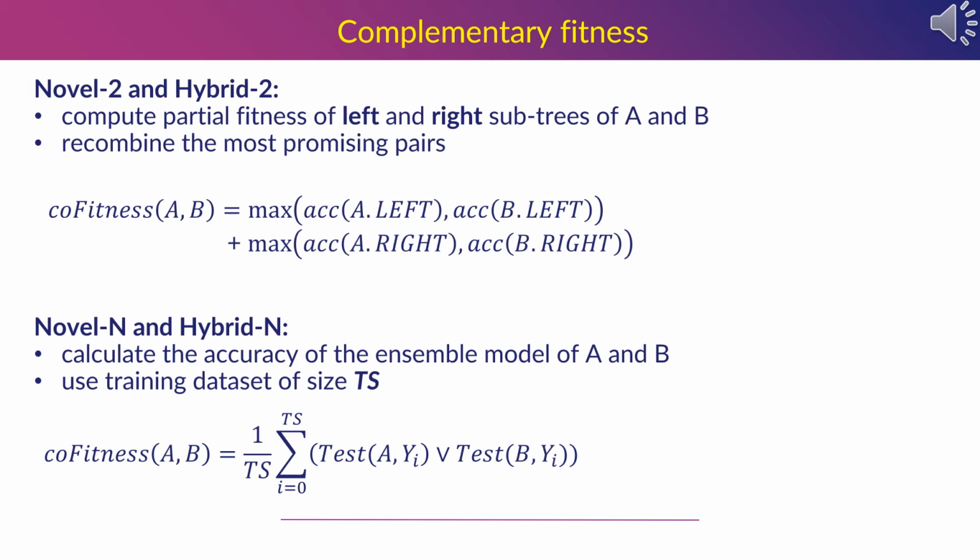In the N variant, we consider both decision trees of the candidate individuals as a special kind of an ensemble model. Let's assume that there is an oracle that knows which decision tree is better in a given state for classification. In other words, the ensemble model returns the correct decision if either of these trees returns the correct decision. The complementary fitness is the accuracy of such a special model.